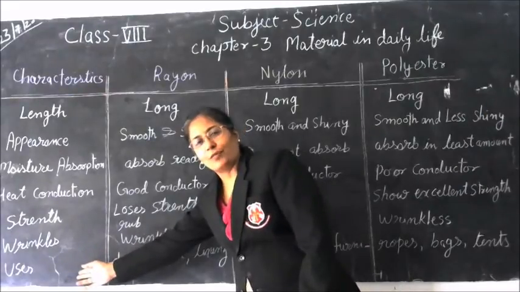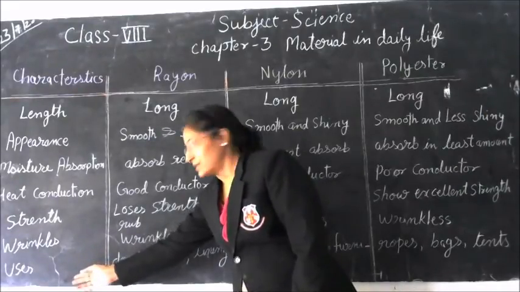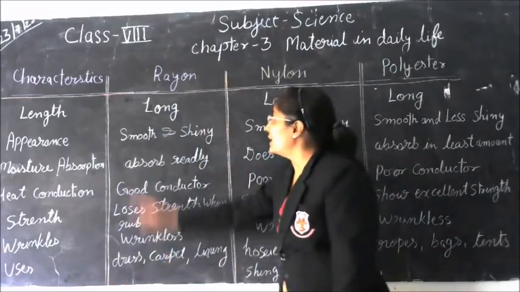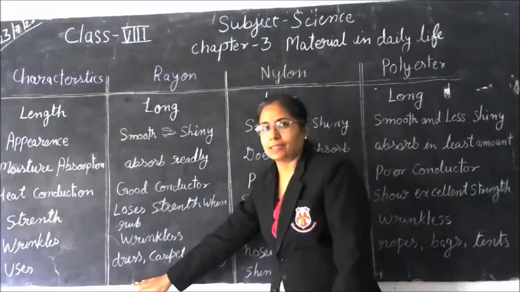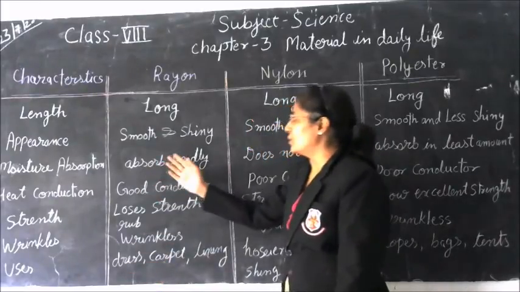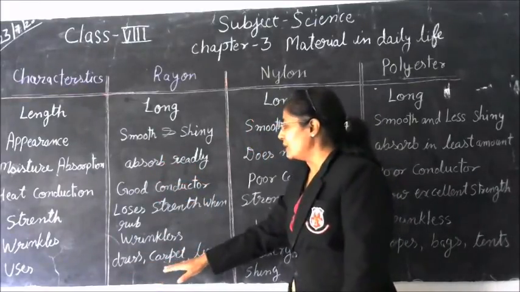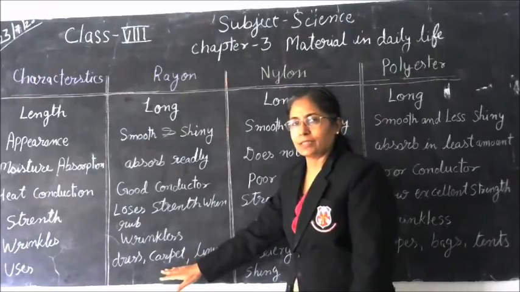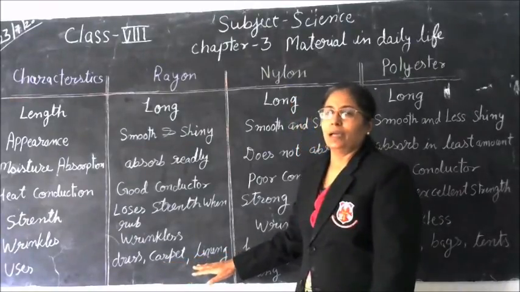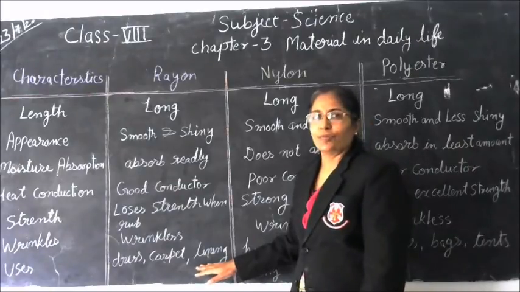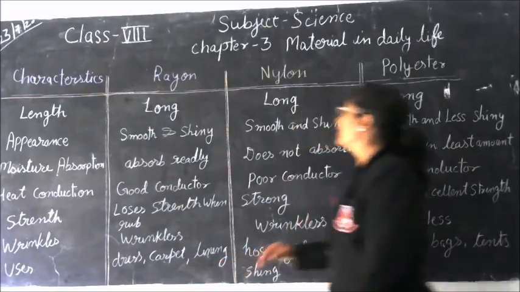See the uses of all these three fibers. First is the rayons are used in heavy dress material like coat, pants, sweaters, as they are good conductors of heat. We use them in making carpets, curtains, and also we use them in making linings of heavy dresses.